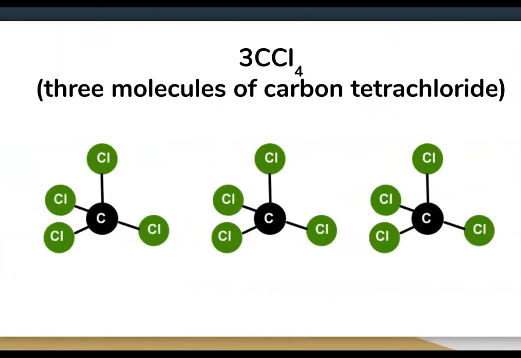This is what 3 molecules of carbon tetrachloride looks like. You can count the atoms. So we know we have 3 C. So here we see them 1, 2, 3, and 3 times 4 chlorines. So 1, 2, 3, 4, 5, 6, 7, 8, 9, 10, 11, 12.